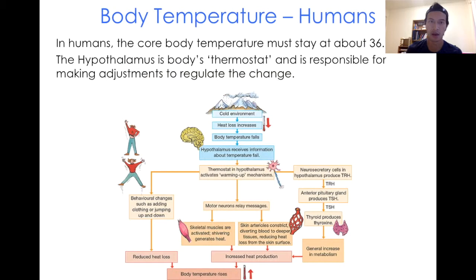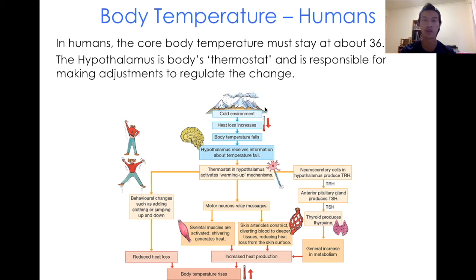Okay. In humans, core body temperature must stay at about 36.7, and the hypothalamus is the body's thermostat. Your hypothalamus, which sits at the back of your brain, is what allows your body to identify that your body temperature is sitting at a stable rate, or that it's falling outside of the range. It controls all of the different parts of the body that regulate that body temperature. So here's a diagram with an example of that.